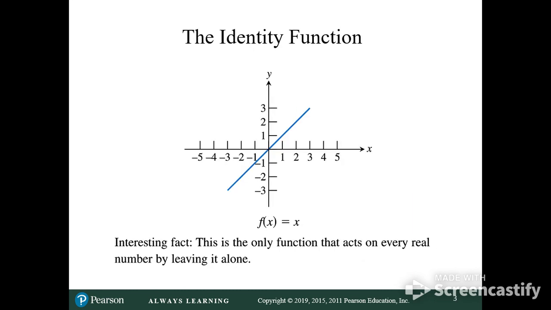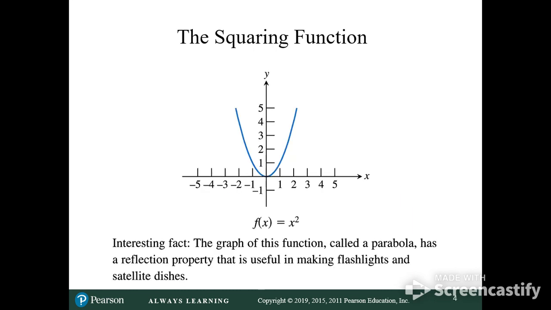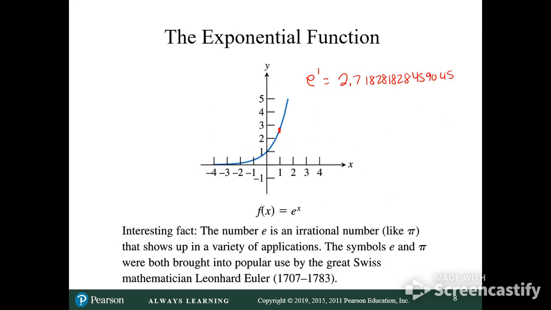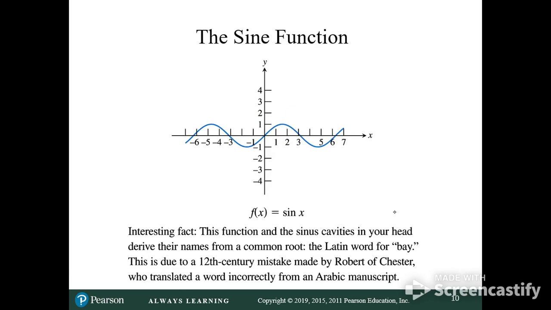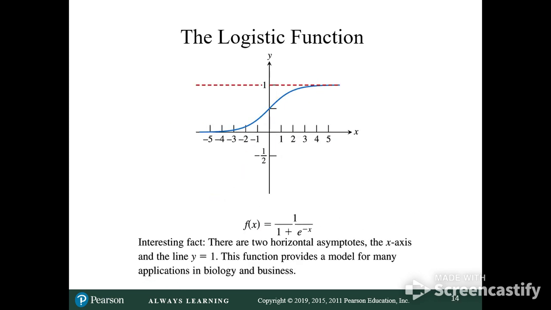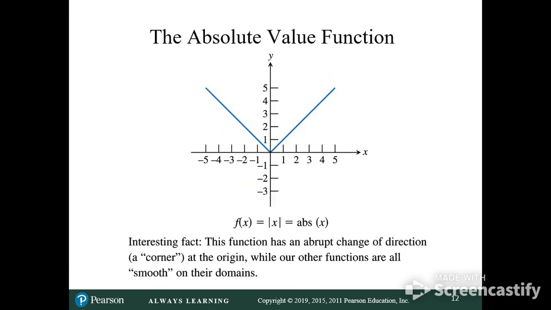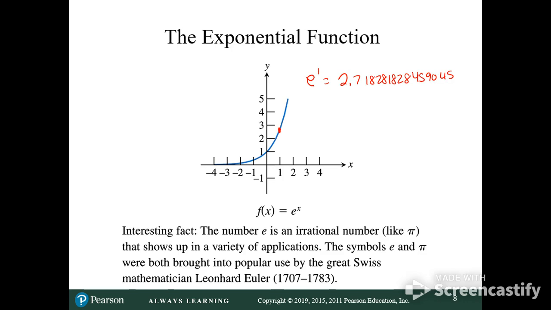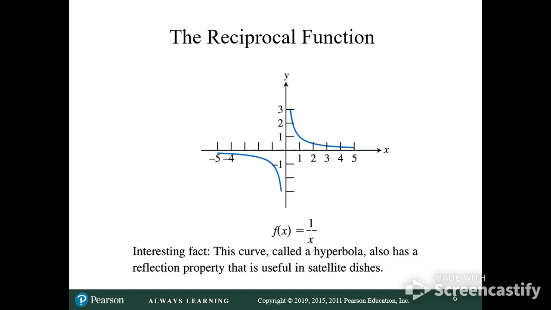Did I go past it? Because we're starting at 1. Which one cannot have 0? The reciprocal function. That's what you meant. Because 1 over 0 is undefined.